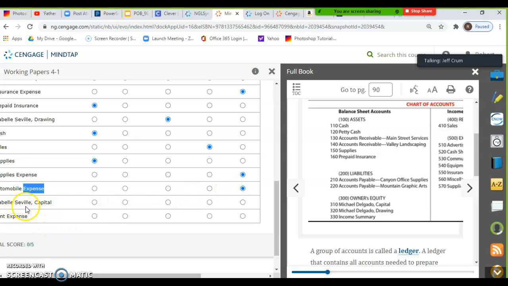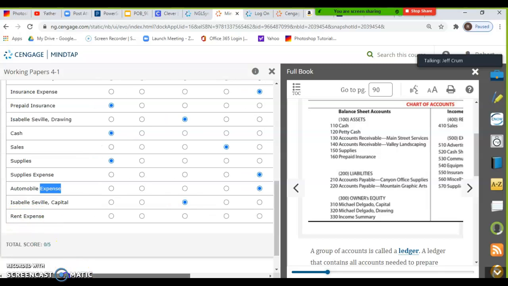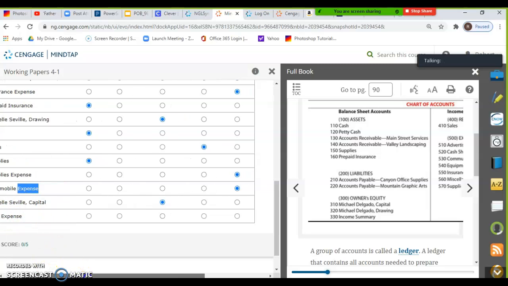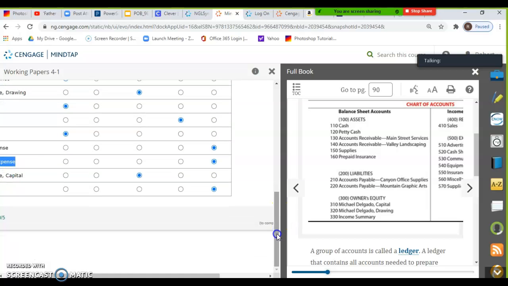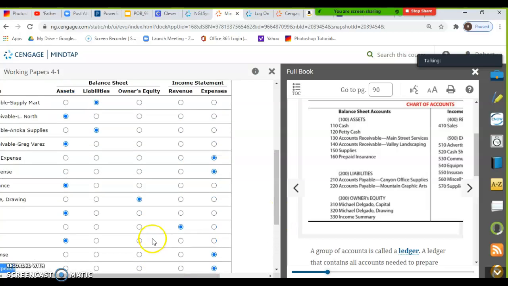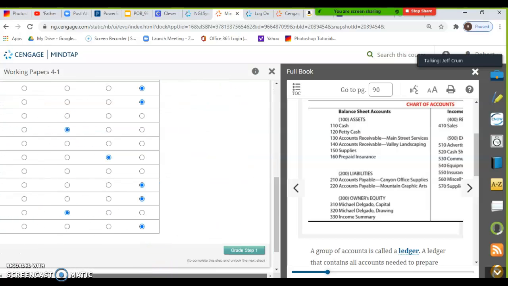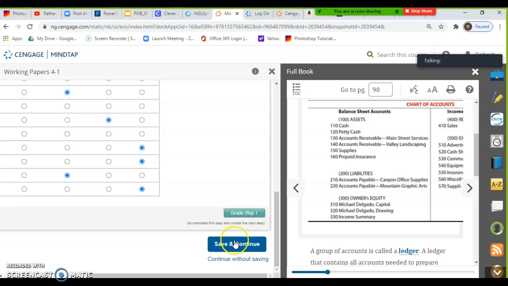Then we've got the owner's capital account. Owner's capital, so that's going to go here under owner's equity. And then we've got the rent expense. That goes here under expenses. So hopefully you got all that. If not, you'll have to come back to the video and get that one. So we'll grade step 1. Or here, I'll just save. I'm going to save and continue.